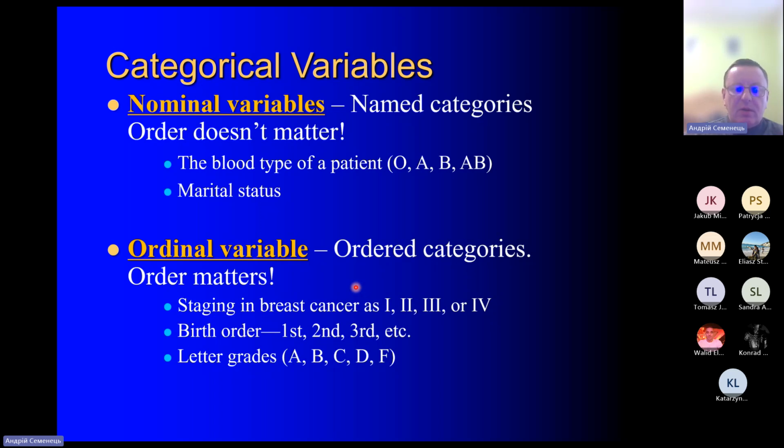When order matters, we have, for example, stages of cancer, birth order, or my favorite example, letter as well as numerical grades. These are things a teacher gives a student. In our case, now in Ukraine, we have grades from 1 to 12, and then by the end of the semester, when you pass your exam, you again get numerical grades and then a ranking with letter grades, A, B, C, and so on. So all these grades represent ordinal variables.